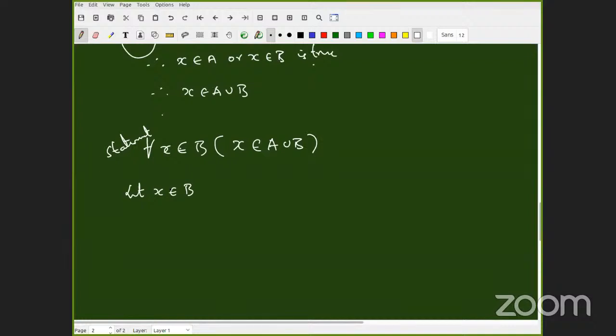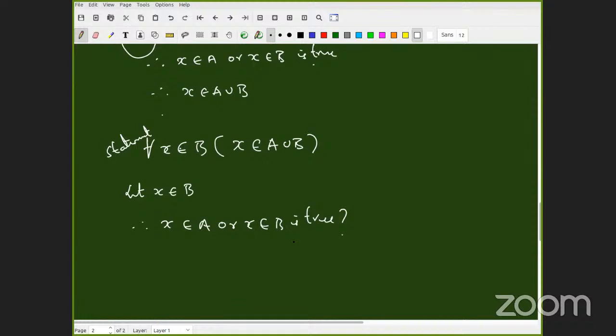Krishnamurthy, can you complete now? Yes, sir. Start. x belongs to B, so x belongs to B or x belongs to A is true. Therefore, x is in A union B. Why is it true? I just want to check whether you have understood. See, x belongs to B. Therefore, you are telling x belongs to A or x belongs to B is true. I have explained already. Why is it true?